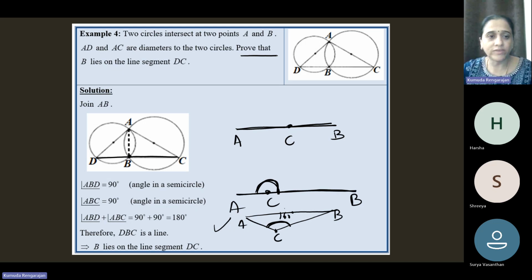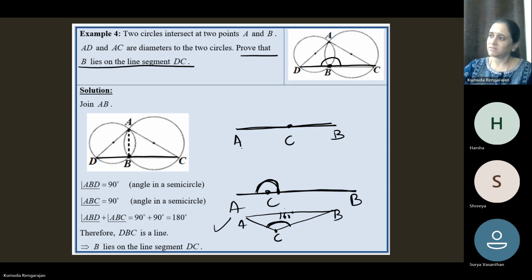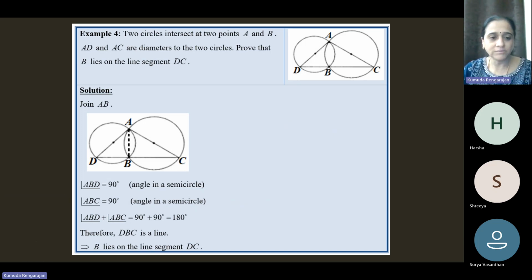And here we'll have to prove that B lies on DC. So just prove that angle DBC is 180 degrees. Then yes, B lies on DC. And for that, you'll have to do a construction: join AB.